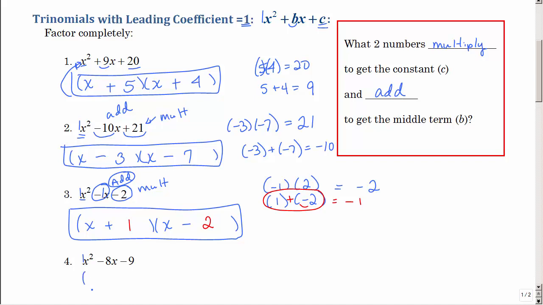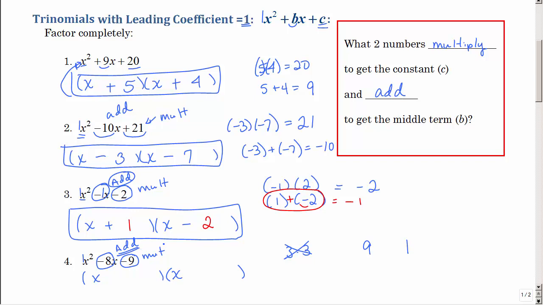Number 4, we have the leading coefficient of 1, so I need x times x. Again, what multiplies to get negative 9, but adds to get negative 8? Well, 3 times 3, that'll get you 9, but it won't get you 8. So what else multiplies to get 9? That's right, 9 and 1. But one needs to be negative, one needs to be positive.